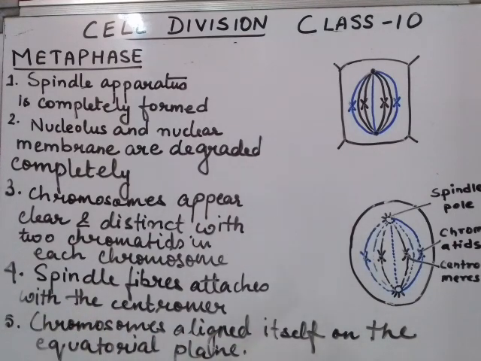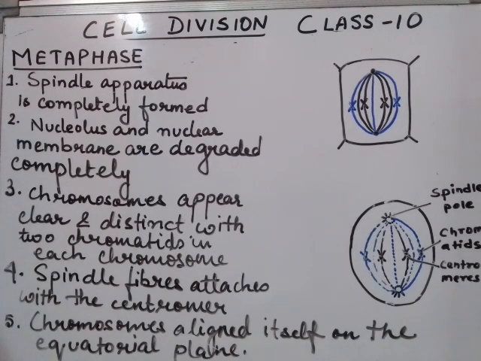It is no more found in metaphase. That has to be kept in mind. Third characteristic feature: chromosomes appear clear and distinct with two chromatids in each chromosome. So this is the most important character. This is the phase where the chromosomes appear under the microscope very distinctly, very clearly.